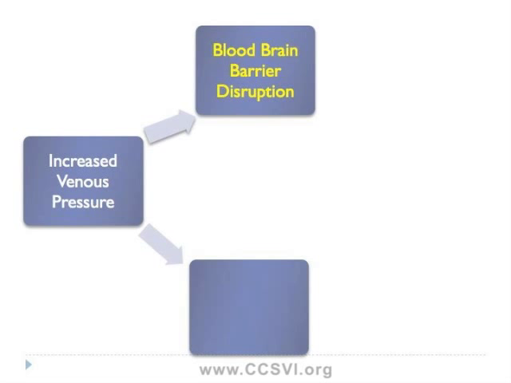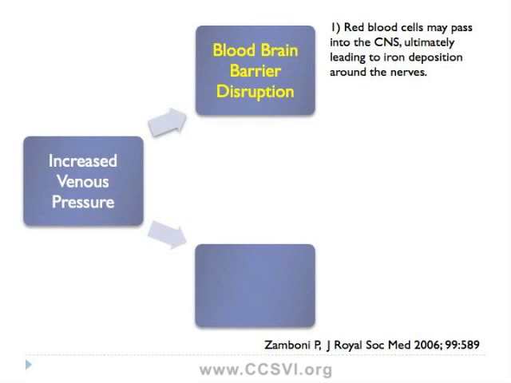The first is, and this is the classic CCSVI theory, that red blood cells may pass into the central nervous system. That can lead to iron deposition around the nerves, and that's a lot of what Dr. Hackey's studying with his MRIs. And that leads to potential functional abnormalities with the nervous system.